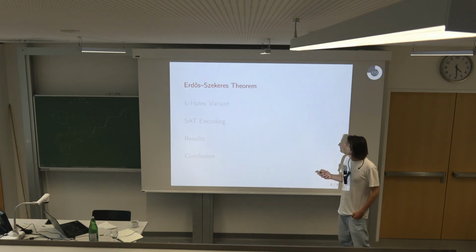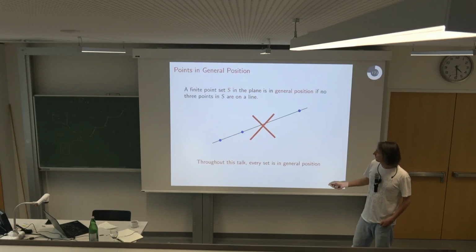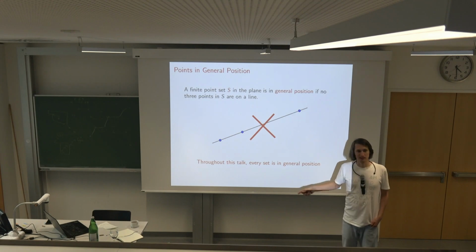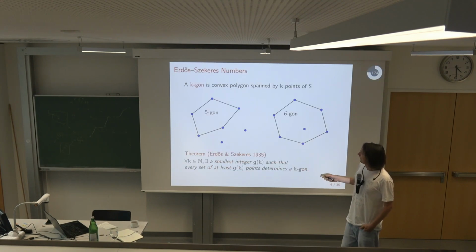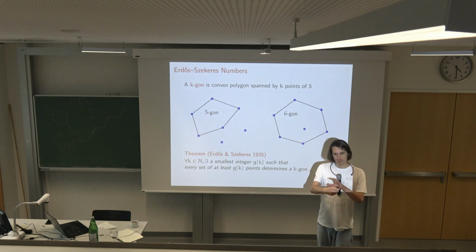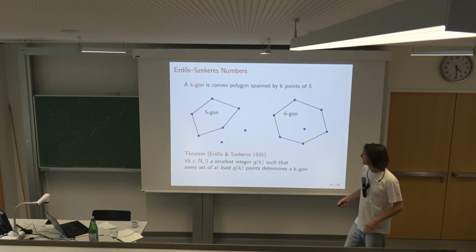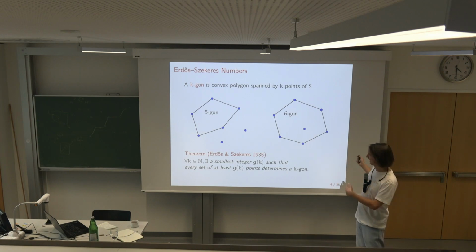So the thing is, based on the Erdős-Szekeres theorem, what is this? As before, we don't have 3 points on a common line. So we have general position. If you have a point set, we say a subset is a k-gon if those points lie on the convex hull, on the boundary of the convex hull. So no point lies inside. So this is a 5-gon. Actually, it's an empty 5-gon, also called a 5-hole. We will use this later.